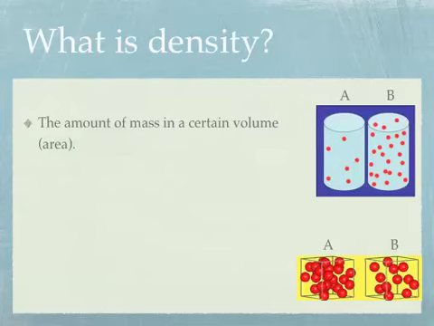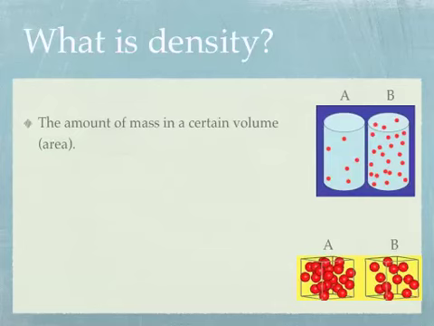You can see the image on the top here where we have two cups. In cup A, each of those red dots is like mass. So let's say it's like 1 pound or 1 gram of something. And so look at B. B has a lot more mass in it than A, but they're in the same volume or the same area.